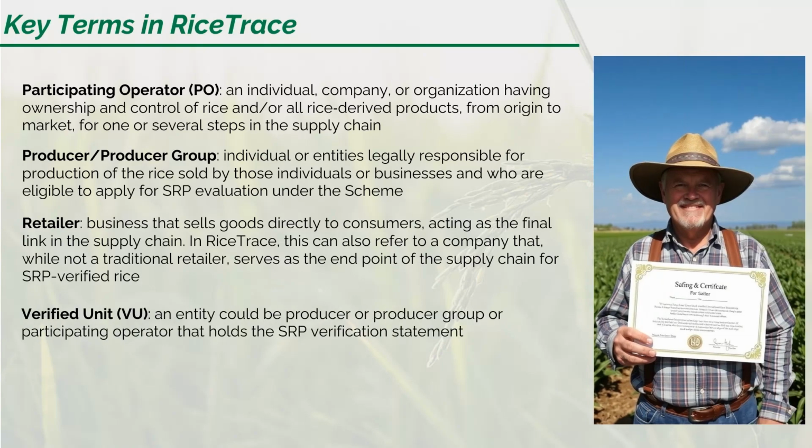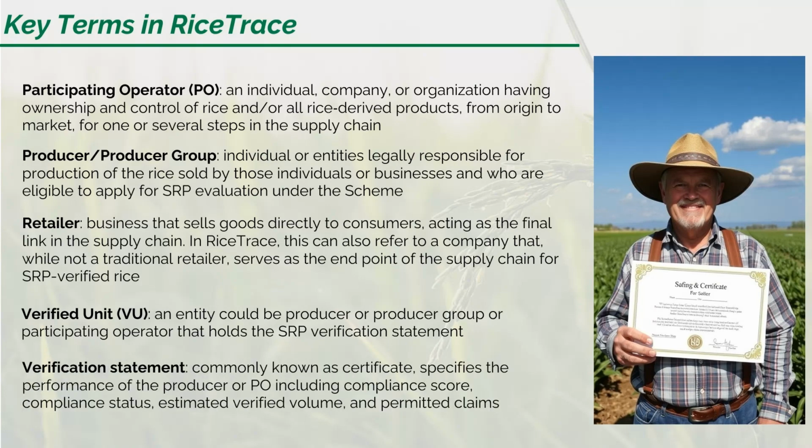Verified unit is an entity, could be producer or producer group or participating operator, that holds the SRP verification statement. Verification statement, commonly known as certificate, specifies the performance of the producer or participating operator, including compliance score, compliance status, estimated verified volume, and permitted claims.